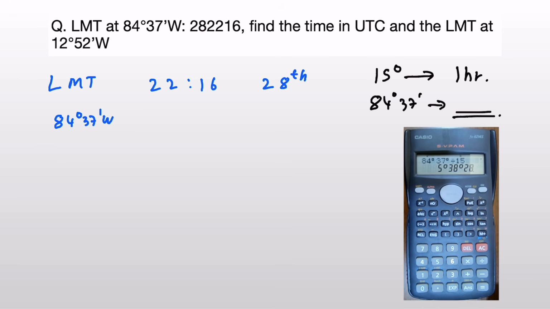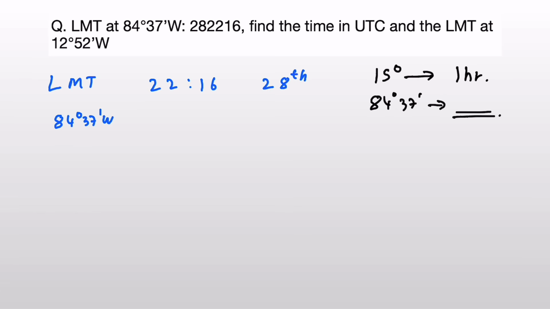And you get 5 degrees 38 minutes. So what I did was, I divided this by 15 and I got 0.5038. Now, I'll either add or subtract these two times to get my time in UTC. Do I add or subtract? So I make a small diagram.